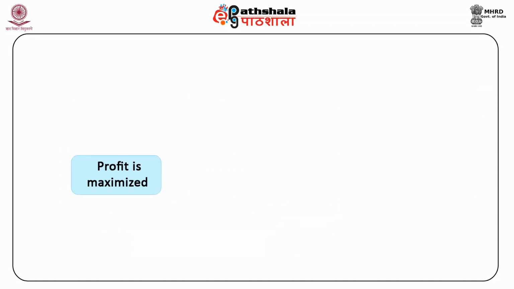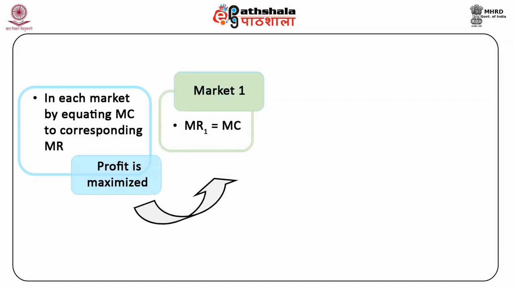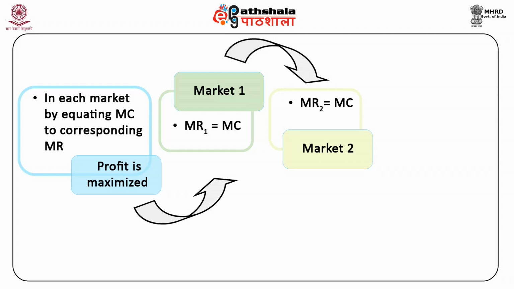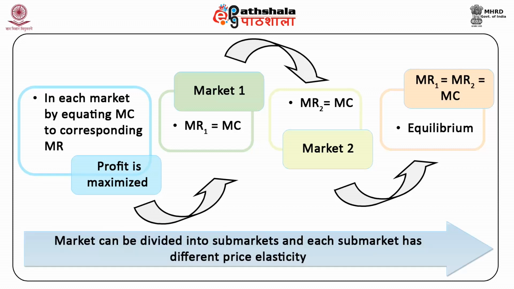The profit is maximized in each market by equating MC to the corresponding MR. So, in market 1, MR1 equals MC and in market 2, MR2 equals MC. The total profit is maximized when MC is equal to the individual marginal revenues, MR1 equals MR2 equals MC. The monopolist can profitably practice price discrimination if the market can be divided into sub-markets and each sub-market has different price elasticity.